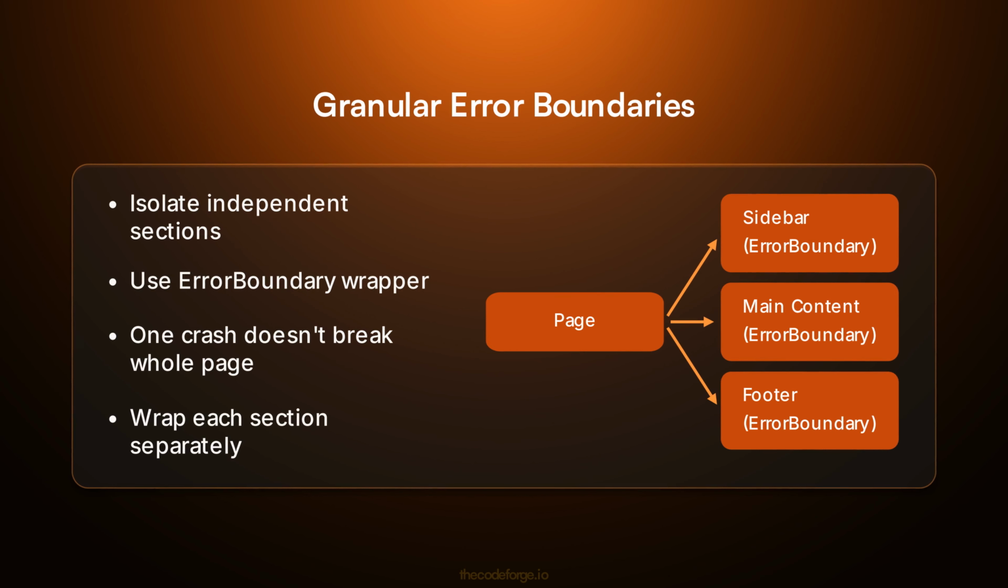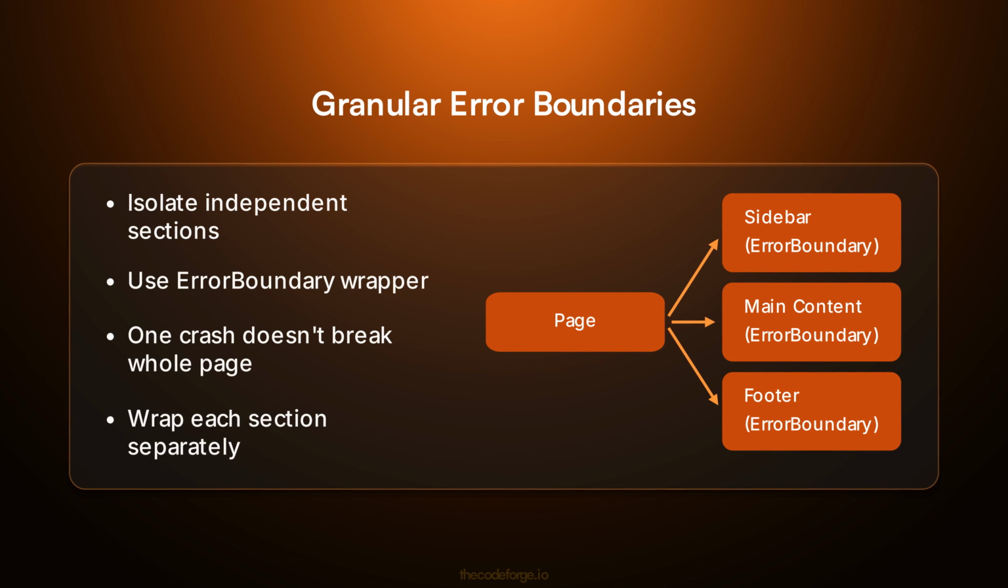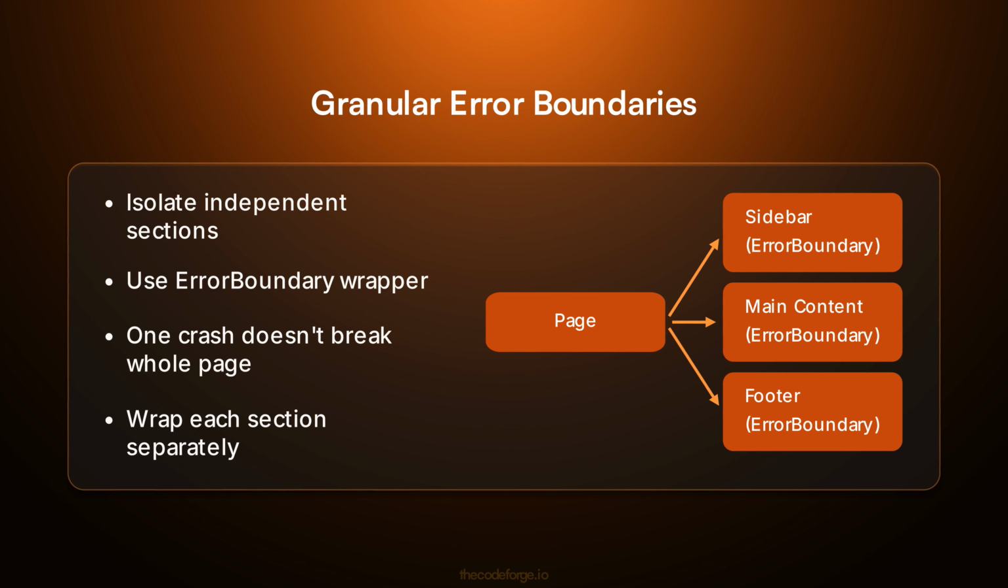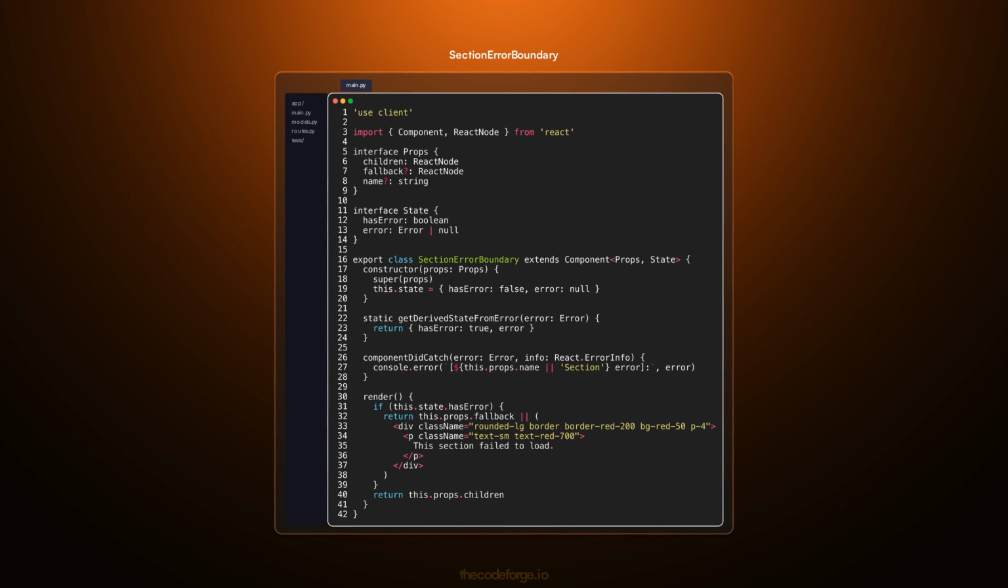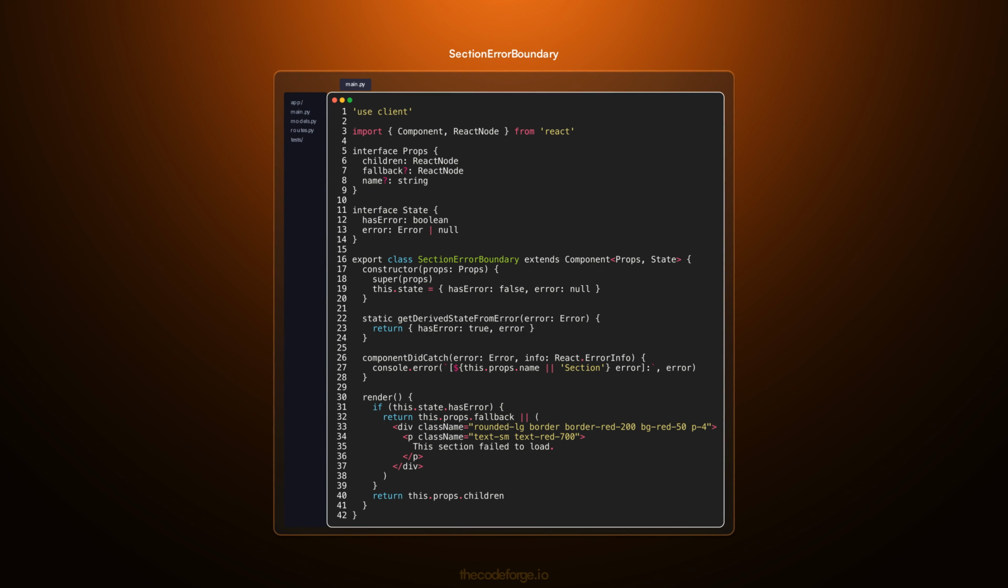A single error.tsx at the root level still replaces the entire page content. For pages with multiple independent sections, wrap each section in its own error boundary. This way, if the sidebar crashes, only the sidebar shows an error state. The main content and footer continue working. Here's a reusable section error boundary component. It uses React's class component error boundary methods. Wrap each independent section with this component, providing a fallback UI. A broken sidebar shouldn't crash the main content.